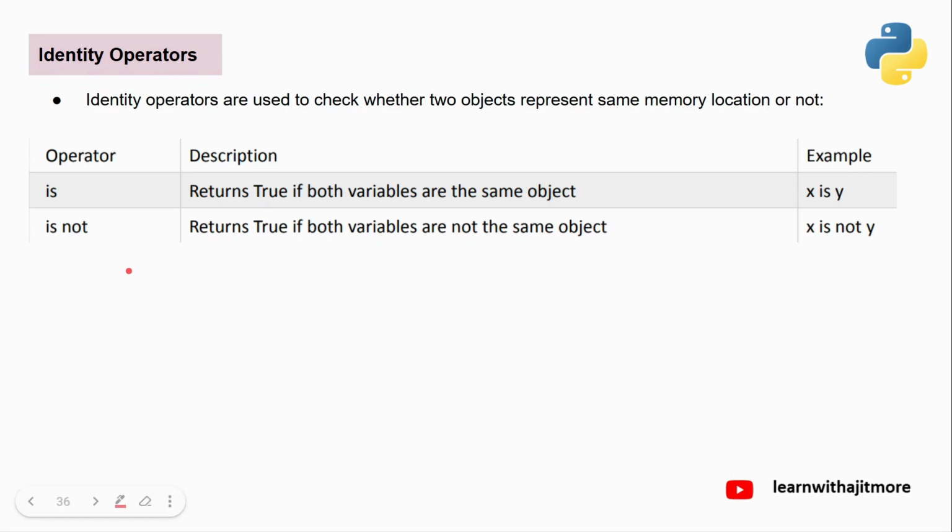Okay? And the opposite, if you want, then you can check is not. Is not will do the opposite. It will check whether X and Y are referring to different memory locations. So if they're referring to different ones, is not will give true. And if they refer to the same, is not will give false. Understanding? It will do the opposite.